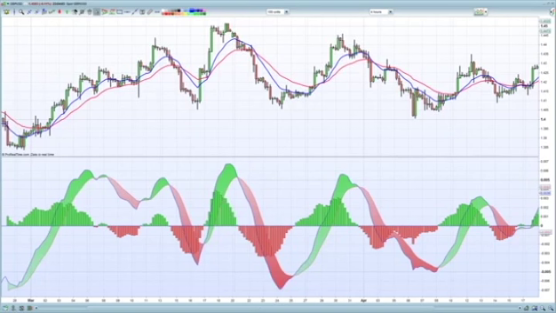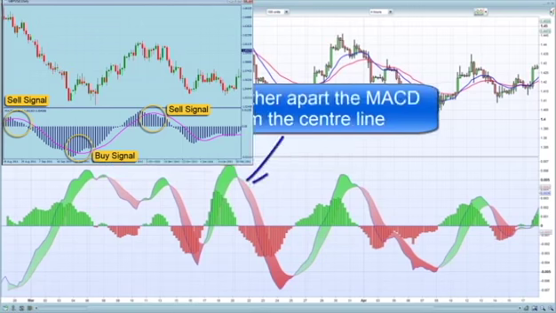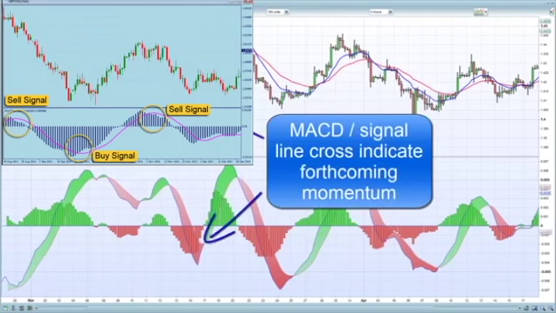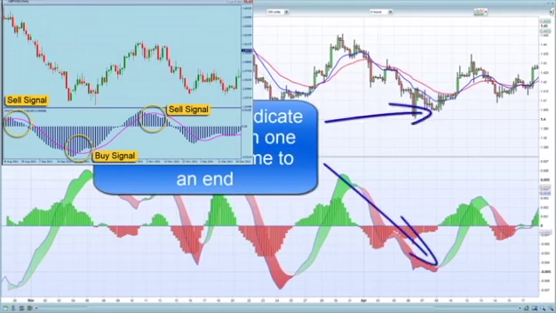Convergence simply means the moving averages are moving closer together, and divergence simply means they are moving away from one another. When the shorter term moving average is above the longer term moving average, this area of the indicator will show activity. When the shorter term moving average is below the longer term moving average, this area of the indicator will show activity. The centre line, of which the MACD is plotted around, indicates where the moving averages are equal, and when the MACD passes through the centre line, this indicates the moving average is crossing.